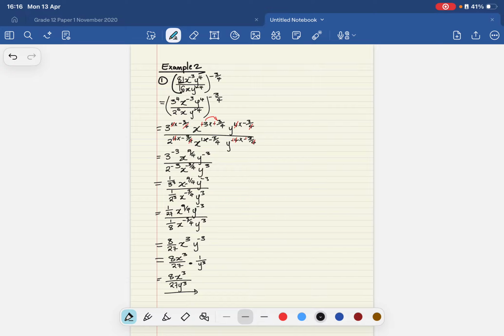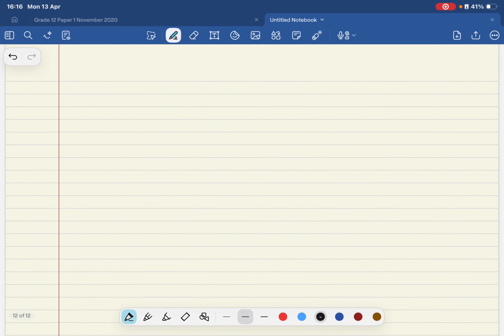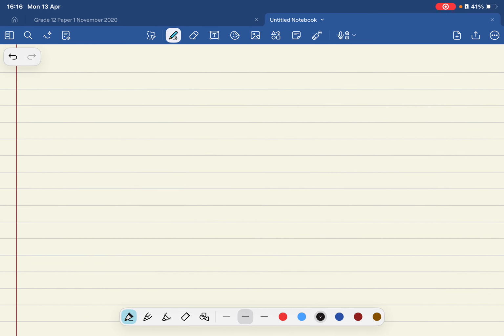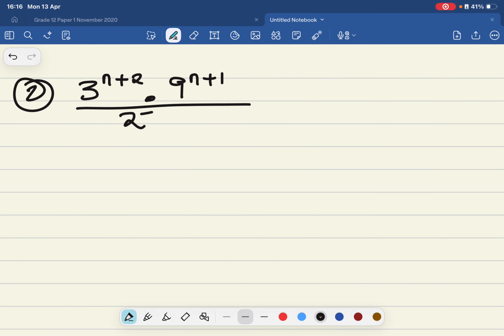Next. Okay, let us now do the last one. It's not that challenging. Number 2, we have 3 to the power of n plus 2 multiply 9 to the power of n plus 1 over 27 to the power of n minus 1. Right, first things first, change your base into prime bases.